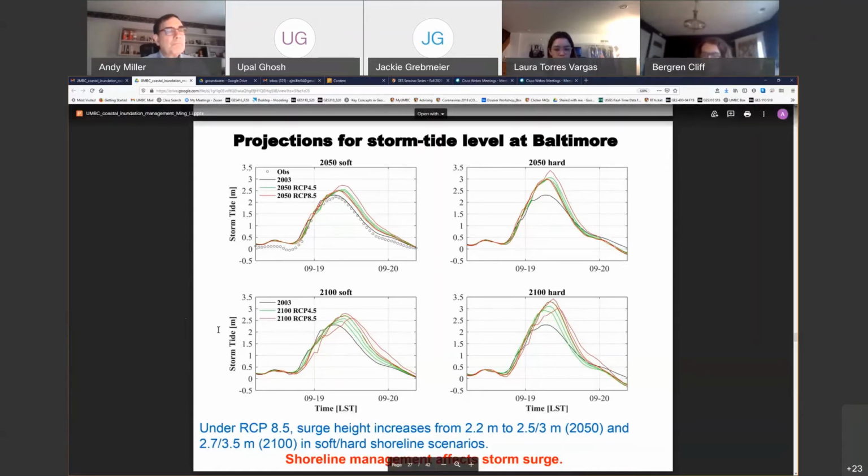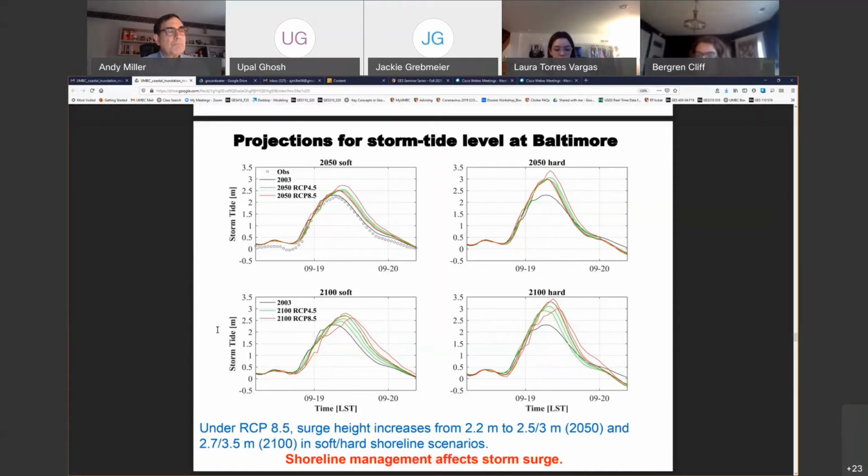Same reason, because you don't allow the water to spill over the low-lying area. You force it to go to the upstream locations like Baltimore and Washington, D.C., where you get a much larger increase in the storm surge height. And if you think about it, in 2003 it was 2.2 meters, and this is just surge height. If you add the 1 meter sea level rise, that's going to be 4.5 meters. So it's a doubling of peak water in 2100, due to sea level rise and warming.